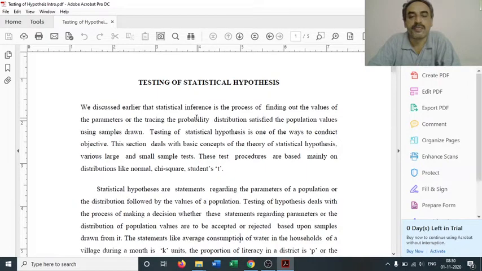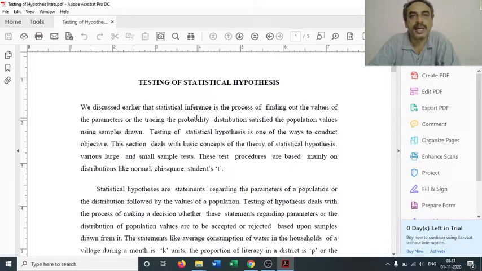In this section, we will consider tests based upon various distributions like normal distribution, chi-square distribution, and also student t distribution. Actually, what is meant by a hypothesis? Hypothesis means an unproved statement. We are making a lot of statements. Of these statements which are unproved, those statements are regarded as a hypothesis.